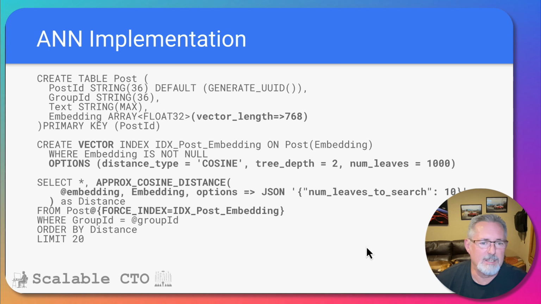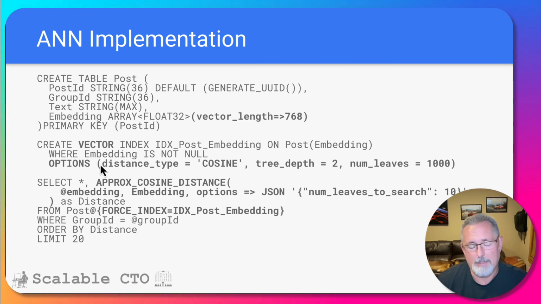So let's look at the ANN implementation. The table is basically the same, except you have to give it a little bit of a hint on the embedding field to give it the dimensionality of the embedding. The index needs that. You're going to create this new kind of index called the vector index. I've sort of put in bold everything that's different about this.